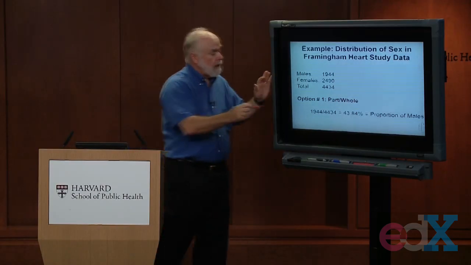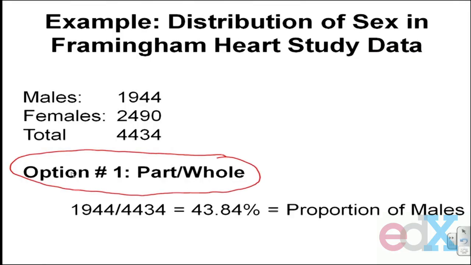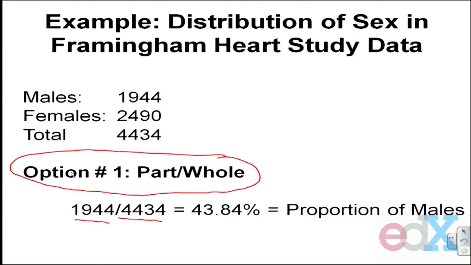So first, our first option is to report a measure of disease frequency, or in this case, a measure of sex, a measure of male sex in the study, by describing it as the number of males out of the total number of people in the study. We have 1,944 men in this study out of 4,434 people in the study. That means that 43% or 44% of everyone in the study is a male. That's a proportion, a part over a whole. That's one option, probably the most common option for reporting a binary outcome, a proportion.